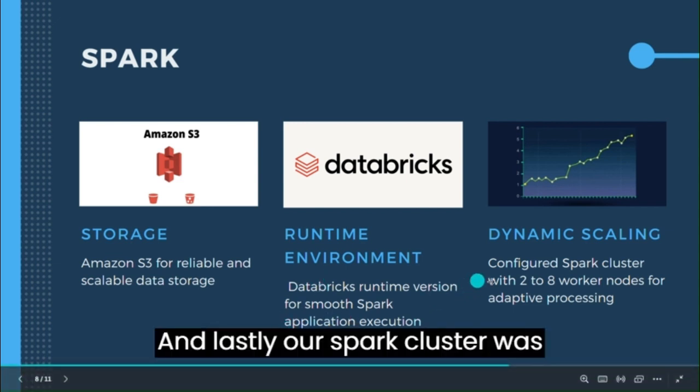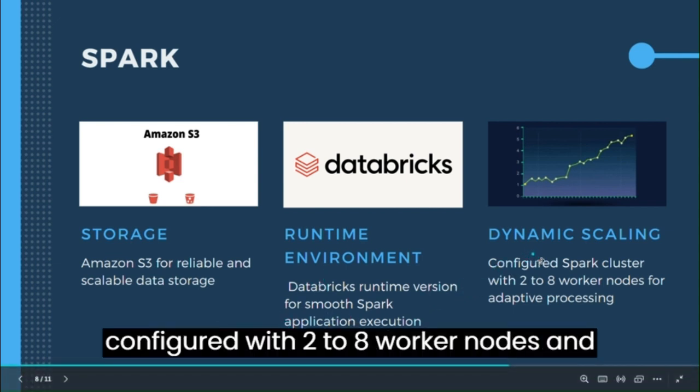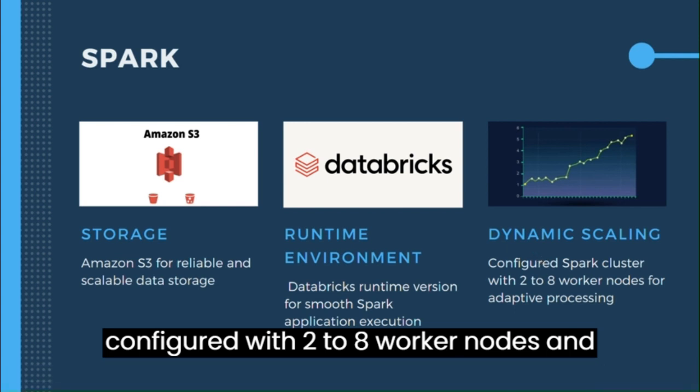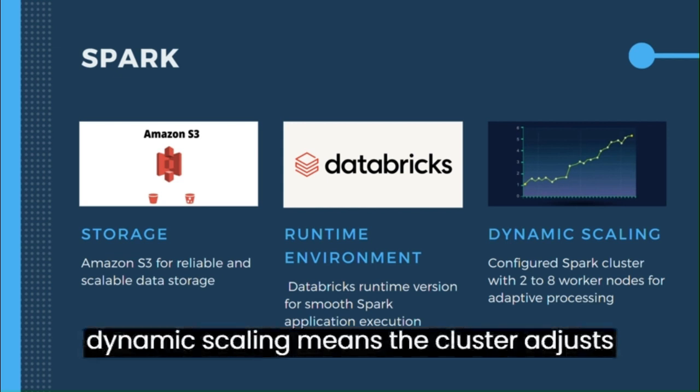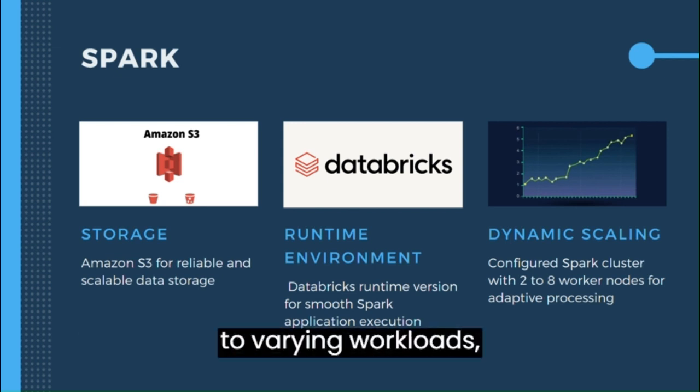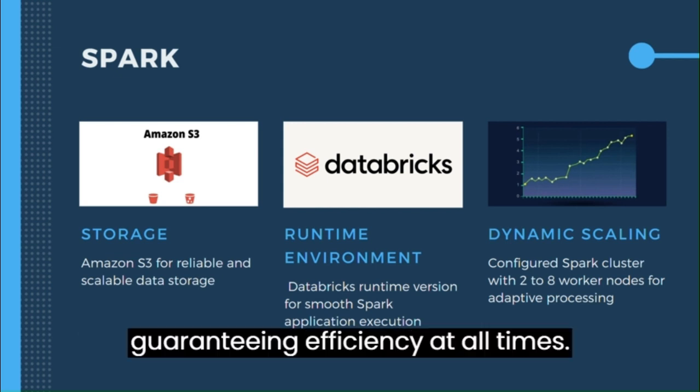And lastly, our Spark cluster was configured with 2 to 8 worker nodes. And here's the magic, it's adaptive. Dynamic scaling means the cluster adjusts to varying workloads, guaranteeing efficiency at all times.